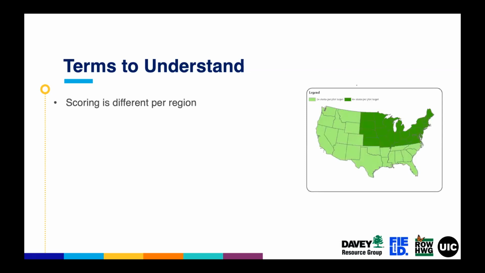But just a friendly reminder that the scoring is different per region. So we're looking for a different number of milkweed plants and different nectar resource cover. And so when you are first getting into the tool, you will see that you're selecting the region, and the differences between the dark green and the light green is where you'll be making that distinction for region.